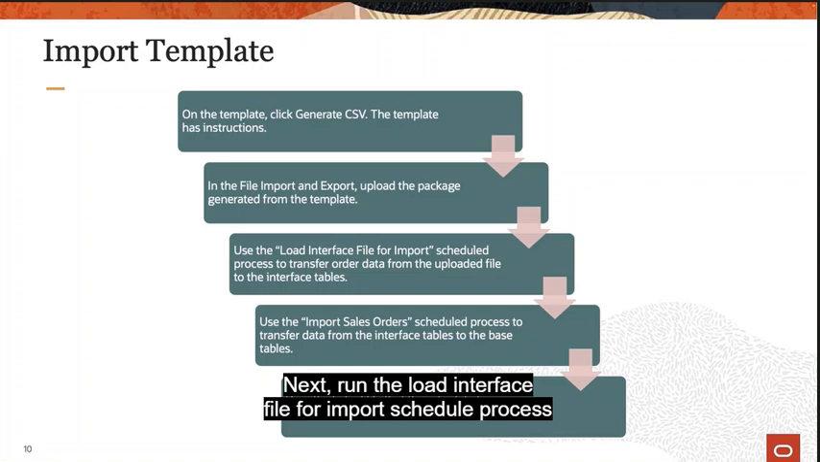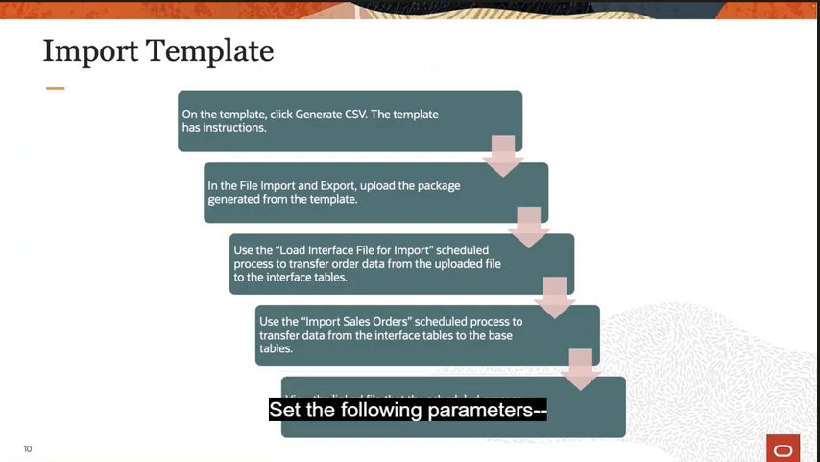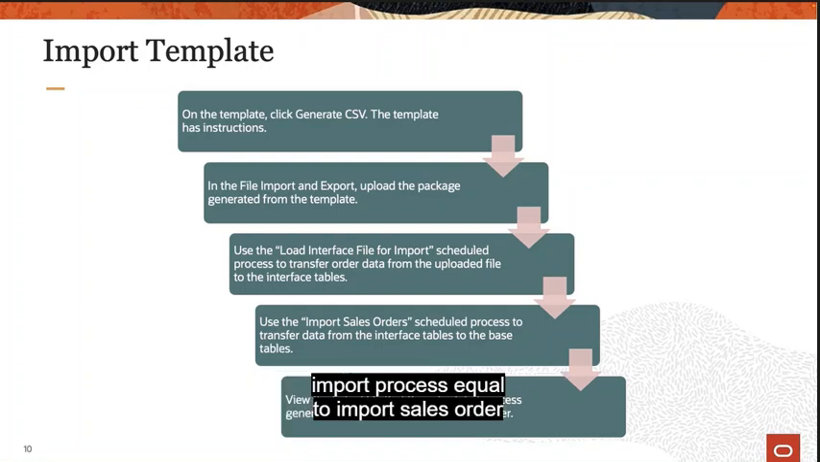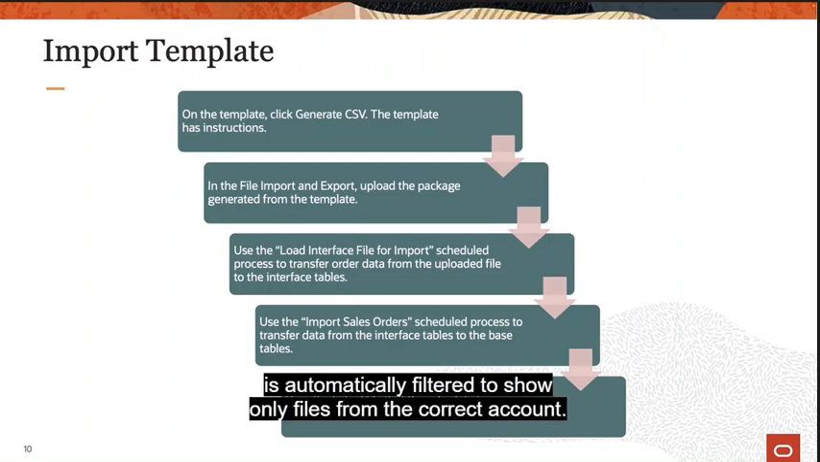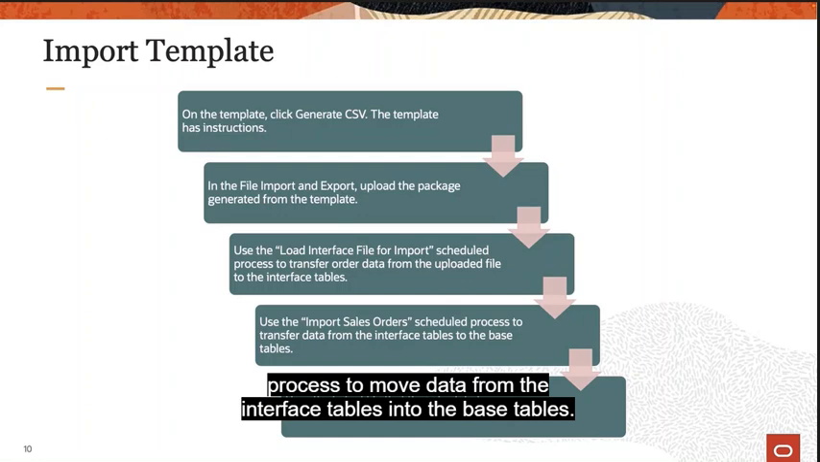Next, run the Load Interface File for Import scheduled process to move the order data from your uploaded file into the interface tables. Set the following parameters: import process equal to Import Sales Order, and data file equal to the name of the file you uploaded. When you select the import process, the data file list is automatically filtered to show only files from the correct account. Then, you'll run the Import Sales Order scheduled process to move data from the interface tables into the base tables.